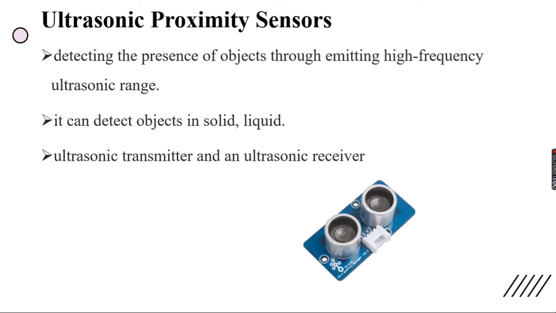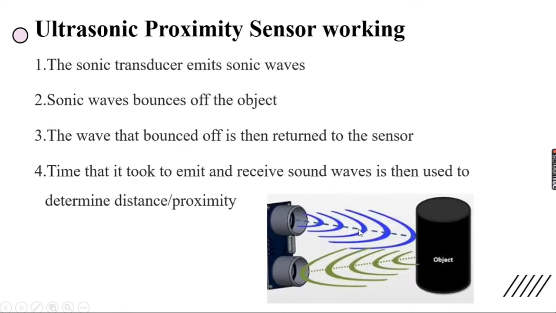The next one is the ultrasonic proximity sensor. It detects objects by emitting high frequency ultrasonic waves. It can detect objects in solid or liquid form. It has an ultrasonic transmitter and receiver. In this video we discuss the basics of ultrasonic sensors, and then we will cover projects using the ultrasonic sensor in Arduino and IoT projects.